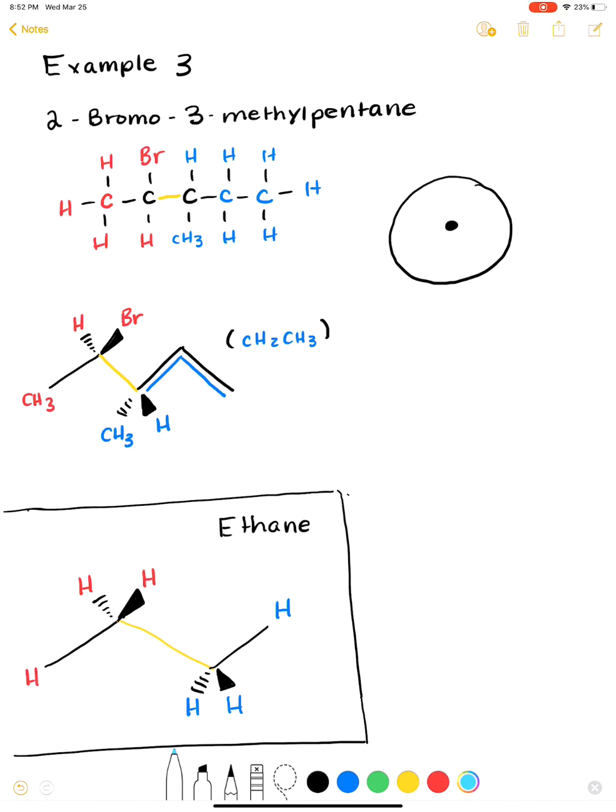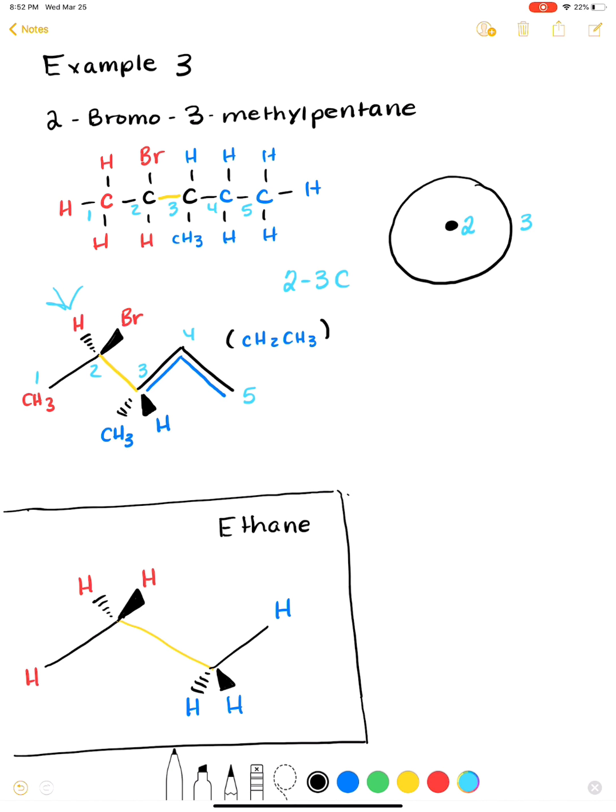For our final example, we'll be looking at 2-bromo-3-methylpentane. This molecule has a 5-carbon chain, 1, 2, 3, 4, 5. For our Newman projection, we'll be focusing on the 2-3 carbon bond. Looking at it from the left, meaning this perspective. Carbon 2 will be in front, represented by the small dot. Carbon 3 will be in the back, represented by the large circle.